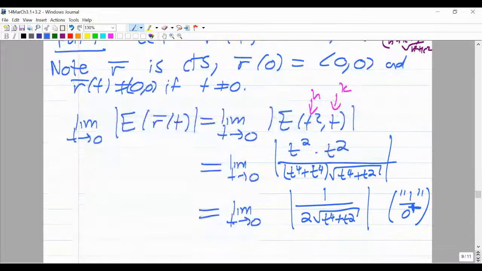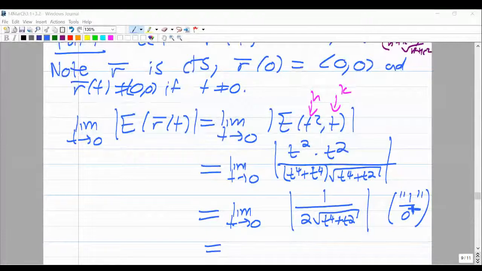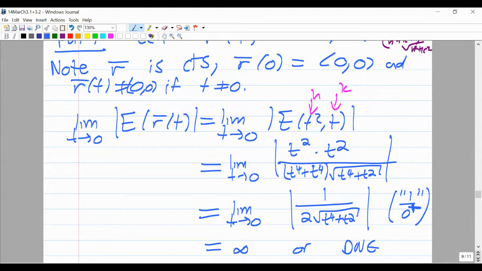So what is the answer to this limit problem? So it's 1 over 0 plus. So 1 divided by 0.1, 1 divided by 0.001, 1 divided, yep. So it's infinity, or does not exist. Are we happy?